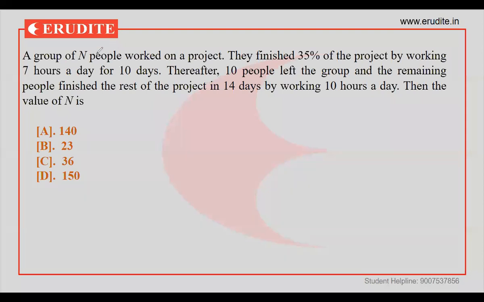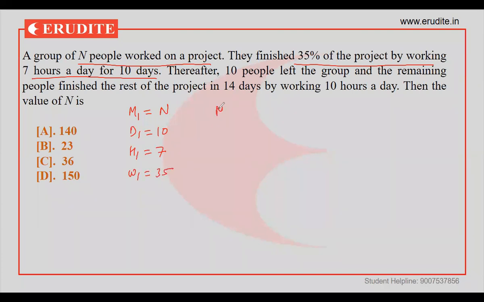Hello everyone. So we are going to discuss this question. This question came in CAT 2022, slot 3. A group of n people worked on a project. They finished 35% of the project by working 7 hours a day for 10 days. So guys, here M1 is capital N, D1 is 10 days, H1 is 7 hours per day, and the work W1 is 35%.